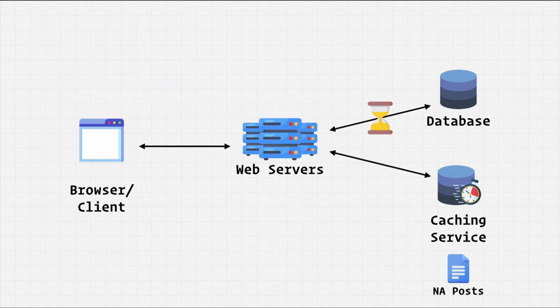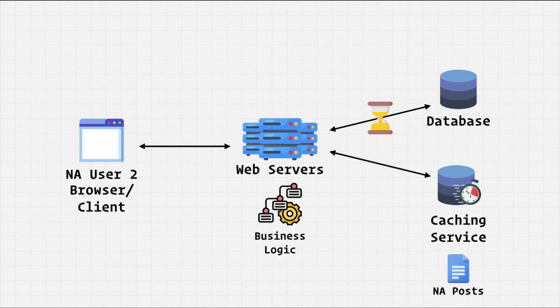Once this is done, the next North American user makes that request for the latest NA posts. Here, the web server, again, has its business logic. And within our business logic is a check to see, hey, can I retrieve these cached NA posts? Meaning, check the caching service to see if these posts that are being asked for have already been cached somewhere. So this request goes to the caching service. And of course, as we know, our caching service does already have these NA posts.